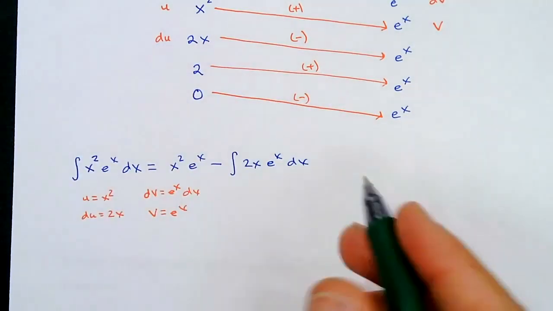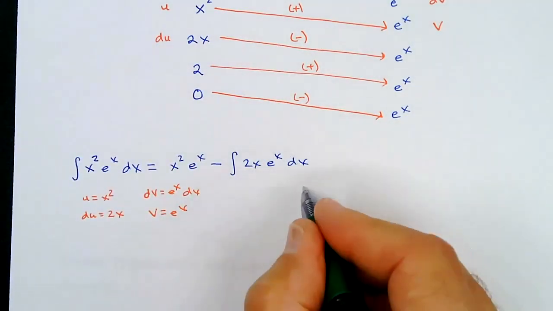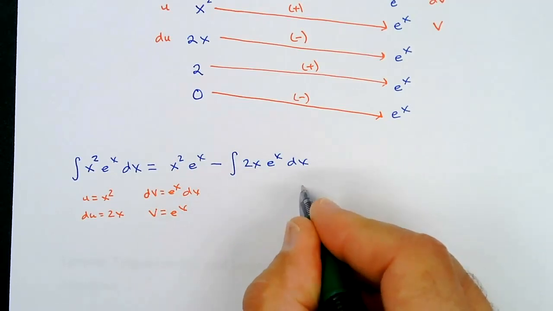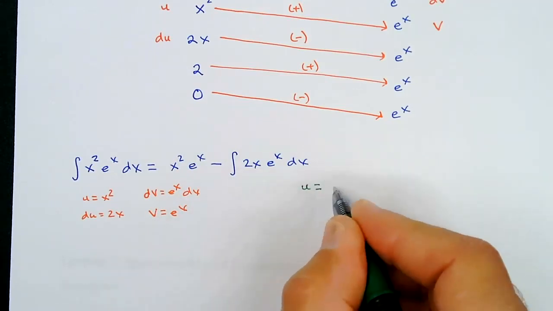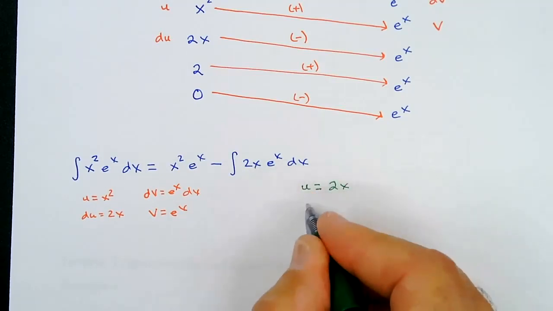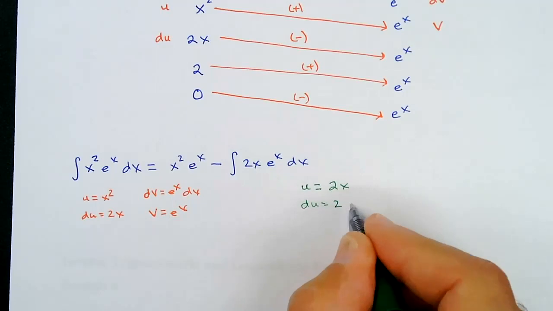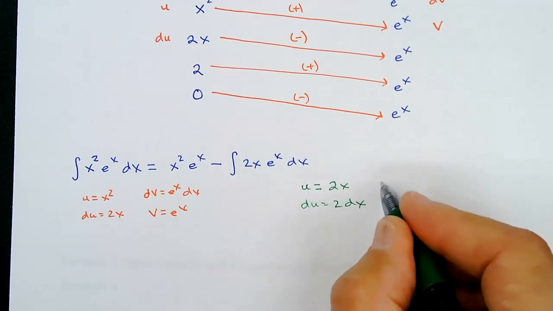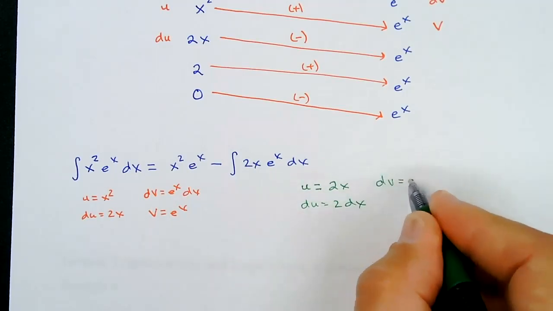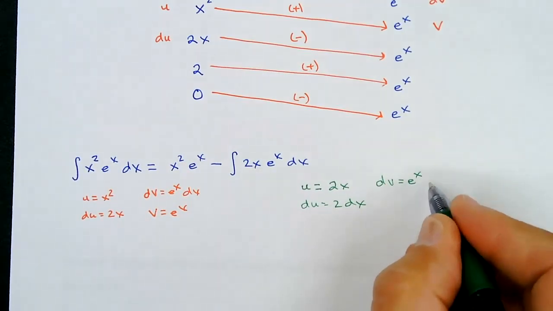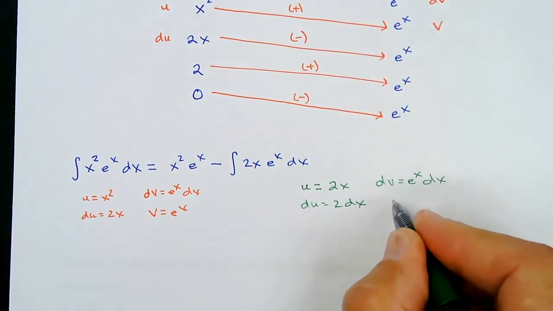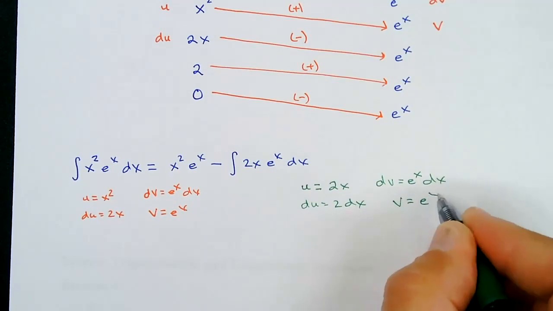So then next time we're going to have to do it again, right? And this next one is going to be u equal to the polynomial 2x, and then du would be 2 dx, and then dv would be e to the x dx, and v would be e to the x.